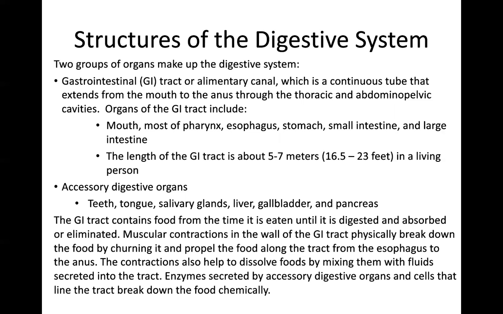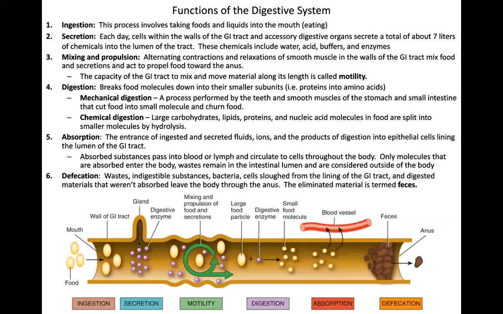The GI tract will contain food from the time it is eaten until it's digested, absorbed, or eliminated. The muscular contractions in the wall of the tract physically break down the food by churning it and propel the food along the tract from the esophagus to the anus. These contractions also help to dissolve food by mixing it with fluids secreted into the tract. Enzymes, and we're going to talk a lot about enzymes, are secreted by accessory digestive organs and cells that line the tract, and will help break down the food chemically.